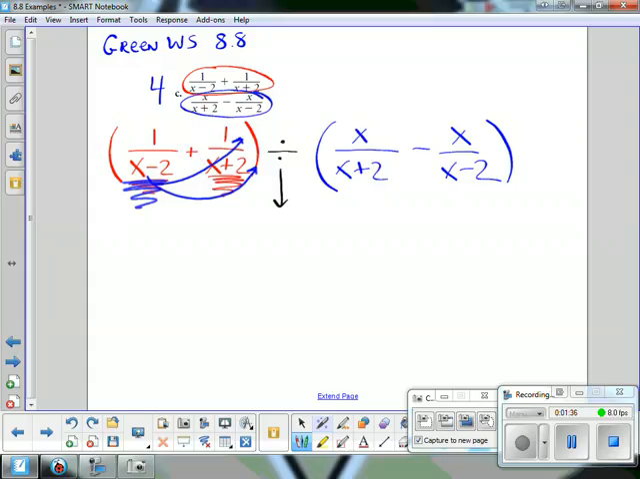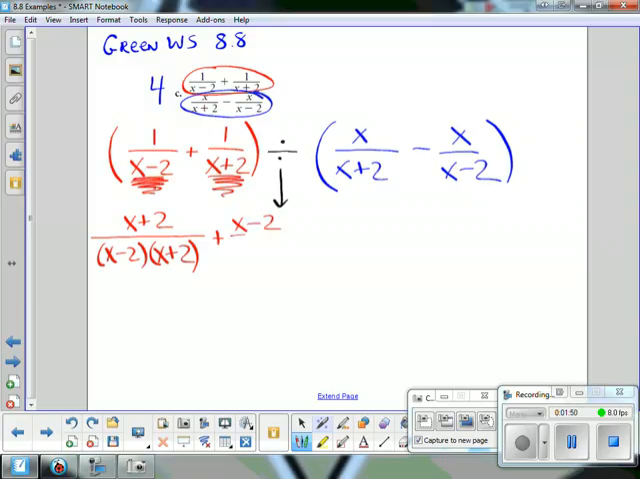Let's let all that blue stuff clear. We're going to take this x plus 2 and put it on the top and the bottom. Plus, we'll take this x minus 2 and put it on the top and on the bottom with the x plus 2. So now we have a common denominator in red. Let's continue with the red fraction just to clean it up.